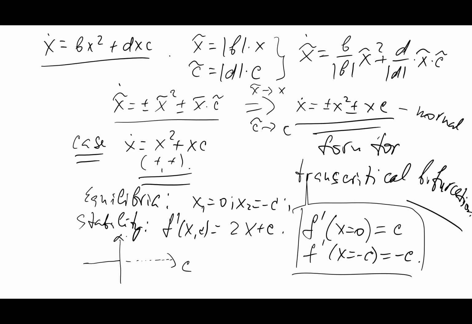It is c and this is x. And x2 equals minus c. It gets down. It is unstable here and stable here. So this is the case plus plus. And we can consider 3 other cases.